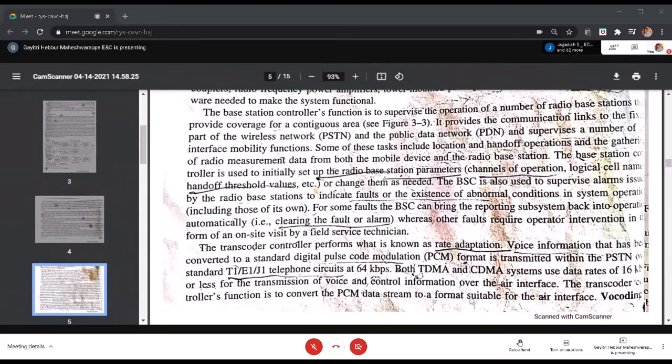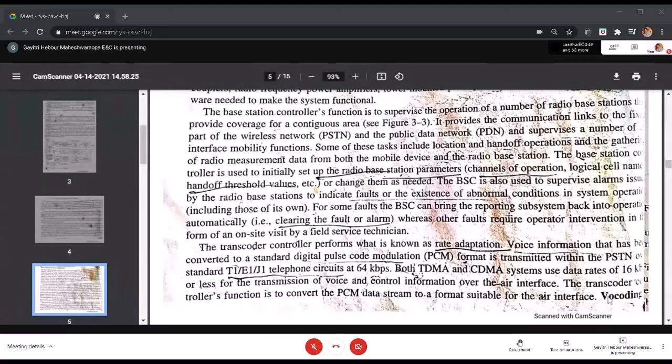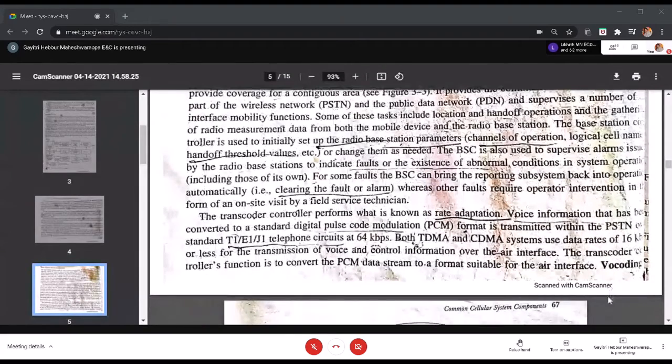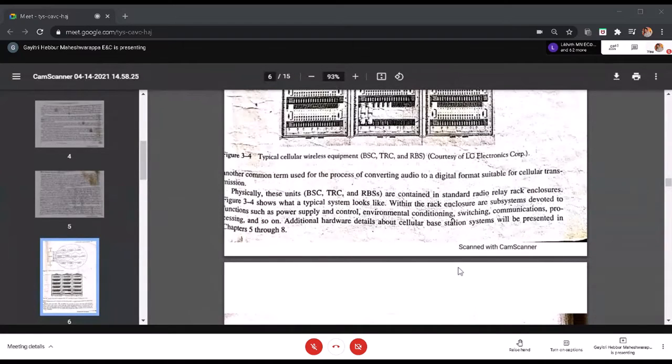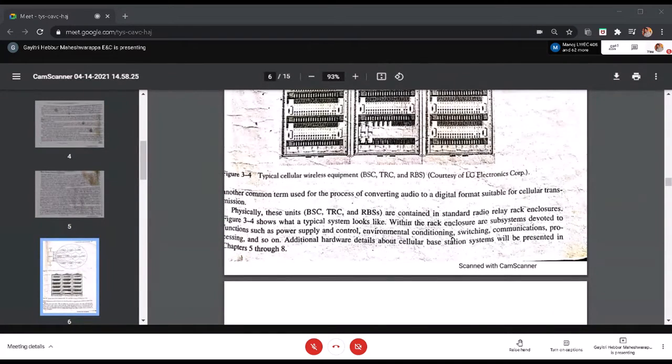Okay, stream format suitable for the air interface means we require 16 kbps and vice versa. So that is what we call rate adaptation. Next is vocoding. That is also one of the functions of the transcoder controller. Its function is to convert an analog signal, in other words, converting audio to a digital format suitable for cellular transmission. So that is the function of the transcoder controller.